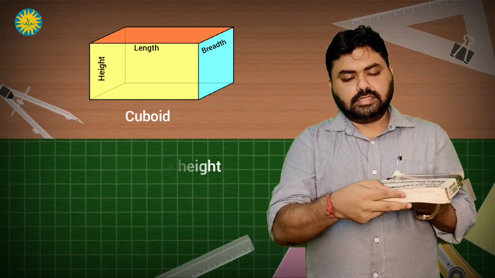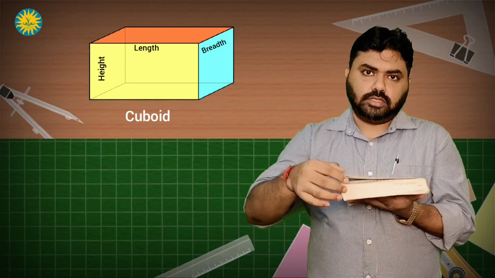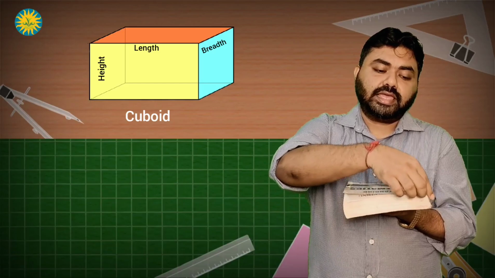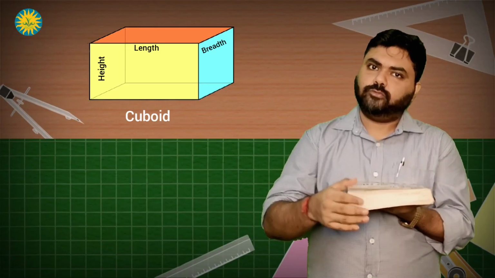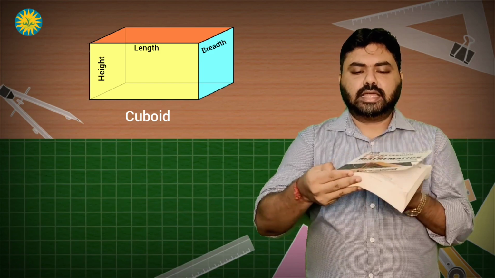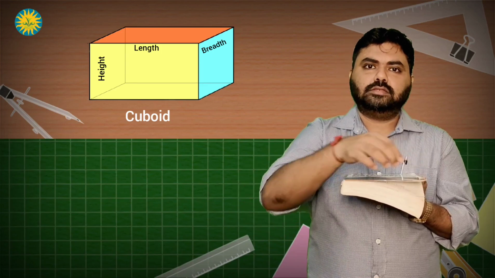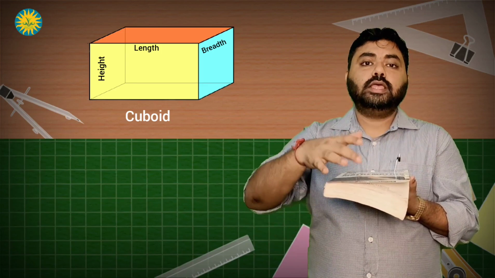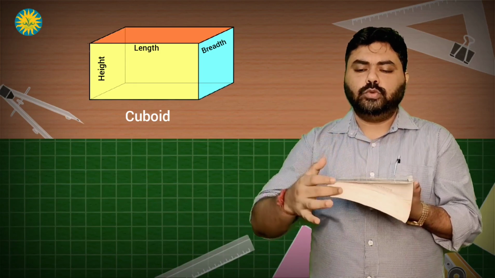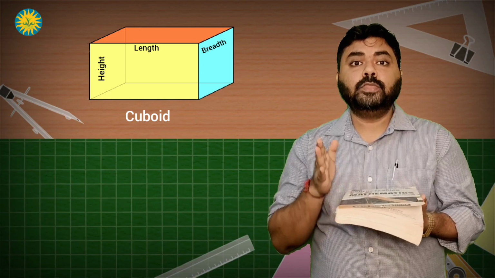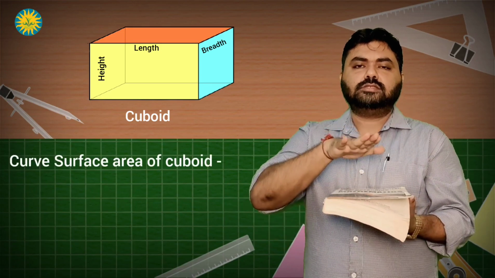And now, this surface, this is the breadth of this cuboid, and this is the height. Therefore, the area of this surface will be breadth into height. And the same will go with the opposite surface. That is, this surface will also be breadth into height. Therefore, the sum of the areas of these two surfaces will be 2 into breadth into height.